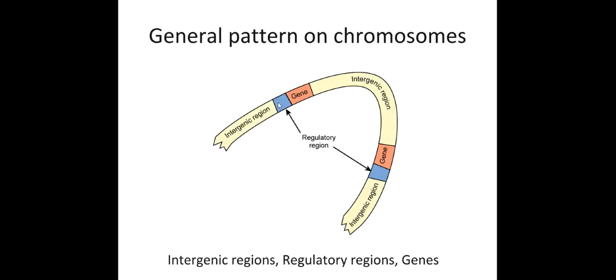Finally, we have the gene. The gene is the part of the DNA that is actually made into protein, that it is transcribed into RNA and then translated into protein. And so this is really the functional component of your DNA.